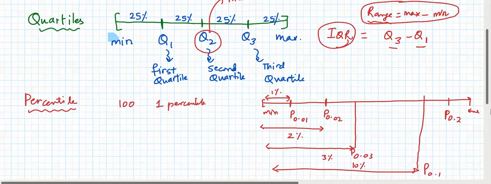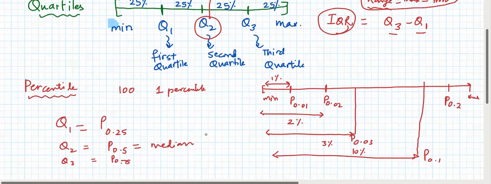Now can you tell me what Q1 will be? Q1 is the same as which percentile? 0.25, yes. And what is your Q2? This will be 0.5, and Q3 will be 0.75, and Q2 is the same as your median.